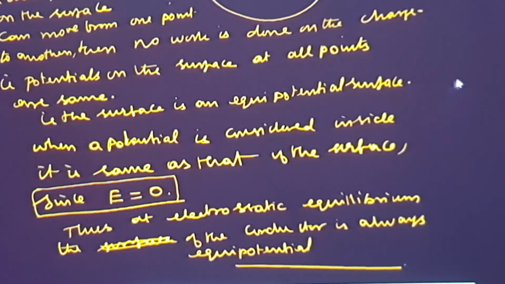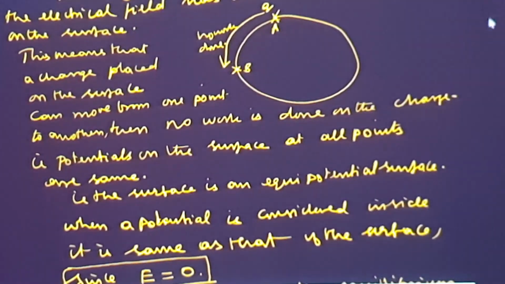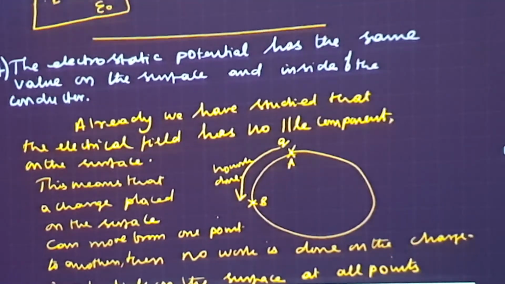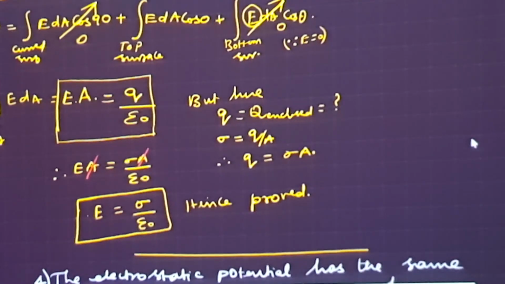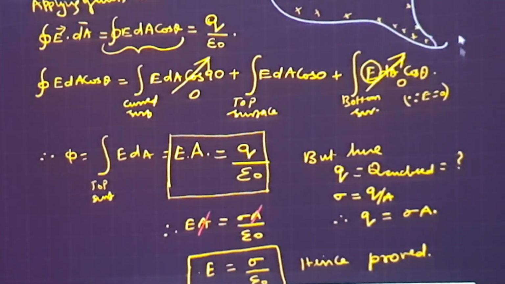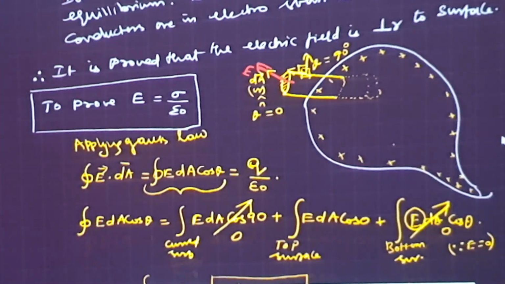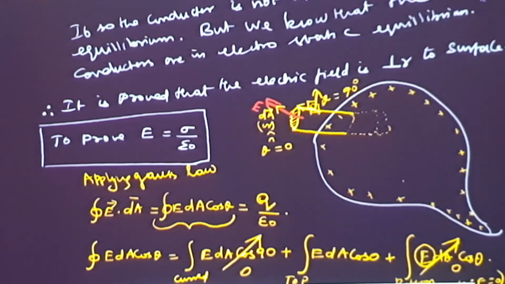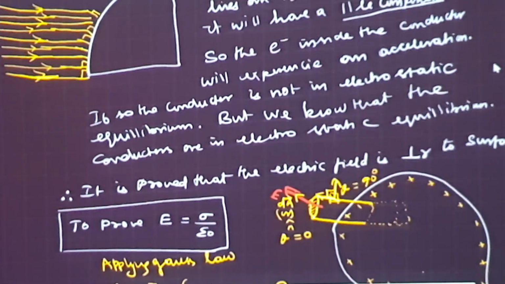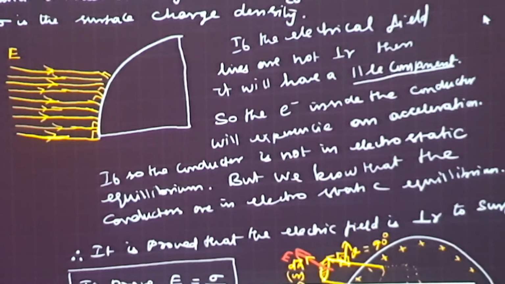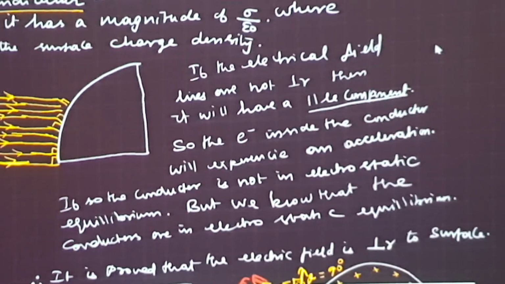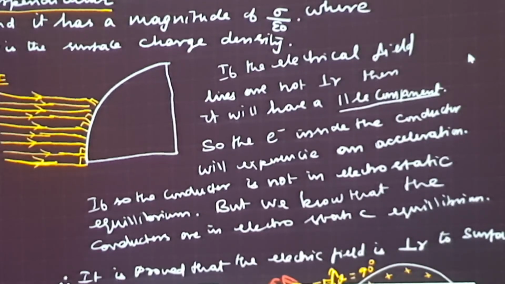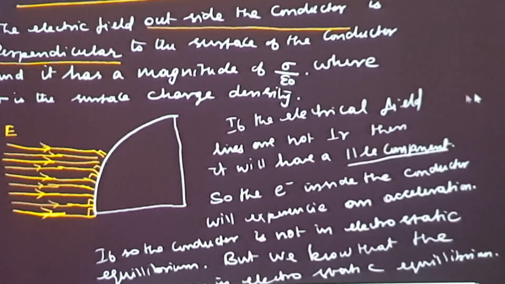These 3 points are called the properties of conductors in electrostatic equilibrium. All the 4 properties, including the concept of conductors in electrostatic equilibrium, may be asked for a 5-mark question. Hope you have understood. Okay, then the next concept we will cover in the next video.